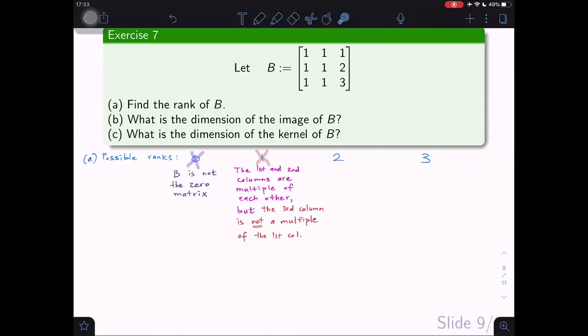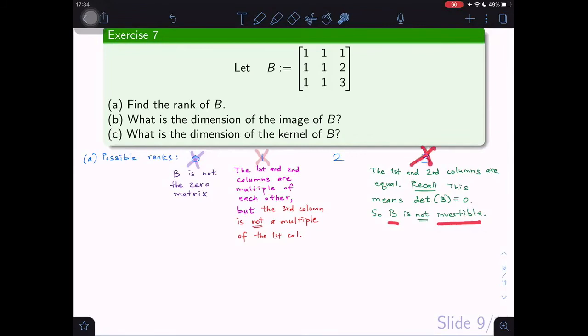There was a fact that we learned a while back. If a matrix has 2 columns that are equal or 2 rows that are equal, that means the determinant of the matrix is 0. The determinant of a matrix being 0 means that the matrix is not invertible. B not being invertible for a square matrix means that the rank is not maximum. So the rank of B is not 3. The only choice left is 2. So the rank of B is equal to 2.